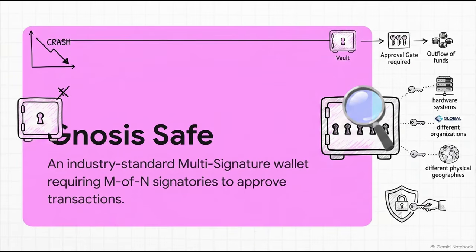Let's move over to Gnosis Safe and see how this builds into treasury management. If one single private key controls a massive digital vault, that is a terrifying single point of failure. The industry standard to prevent this is Gnosis Safe. It's a multi-signature wallet that requires a specific threshold, say 3 out of 5 independent signatories, to approve any movement of funds. You distribute those keys across different organizations, physical geographies, and hardware systems. It makes it exponentially harder for an attacker to compromise the vault.